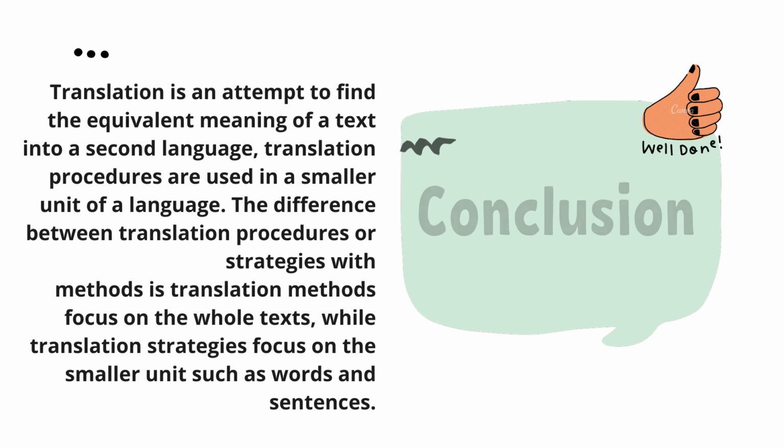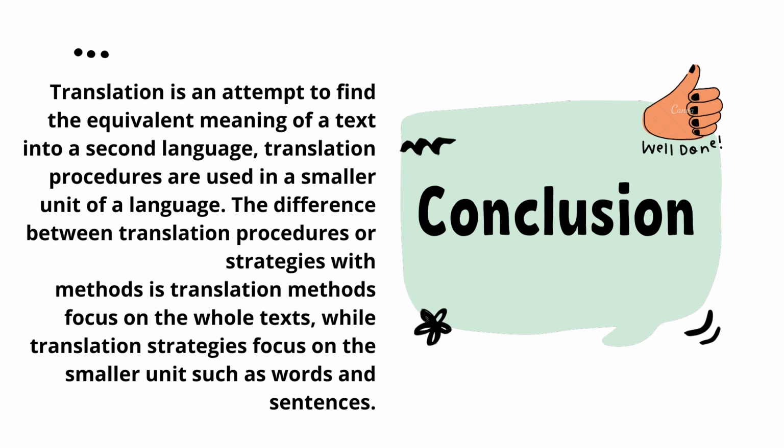Conclusion. Translation is an attempt to find the equivalent meaning of a text into a second language. Translation procedures are used in a smaller unit of a language. The difference between translation procedures or strategies and methods is that translation methods focus on the full text, while translation strategies focus on smaller units such as words and sentences.